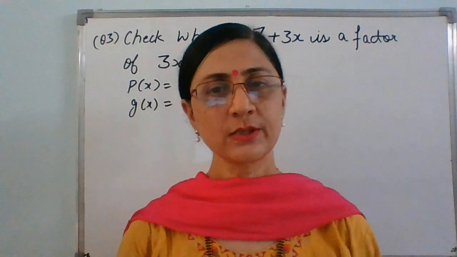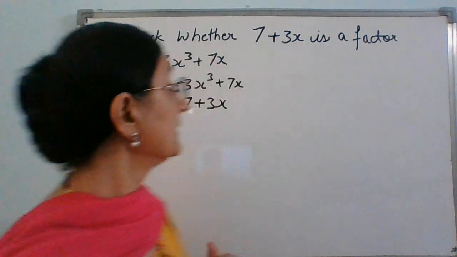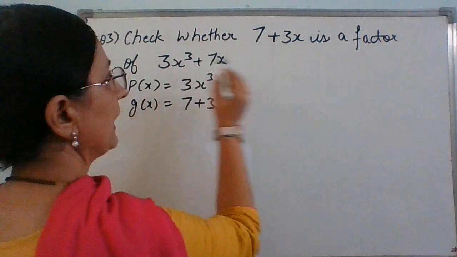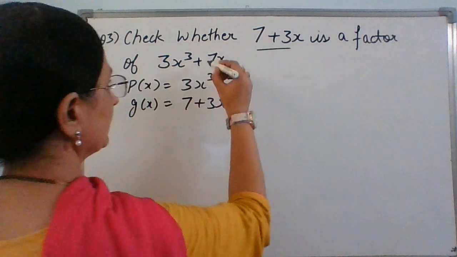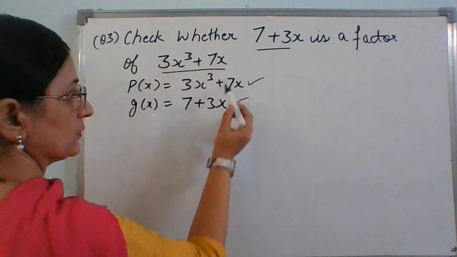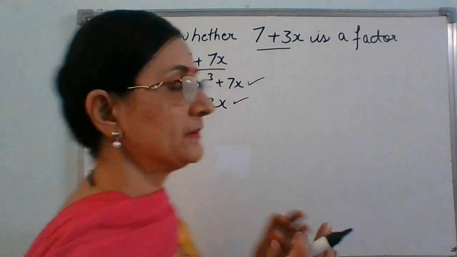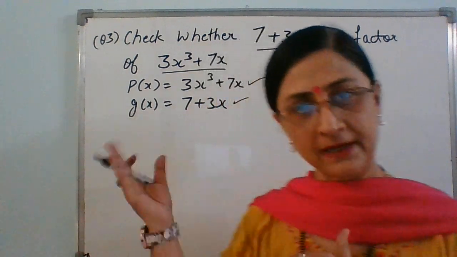Okay, students, now the last question of exercise 2.3. Third question is the last question, right? So now what we are supposed to do here, we have to check whether this is a factor of this. Means this is the dividend, this is the divisor. Px is divided by gx. So we have to check whether gx is a factor of px.